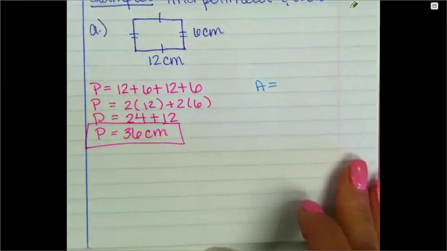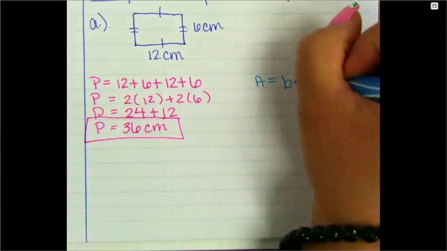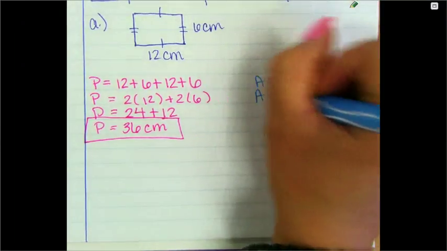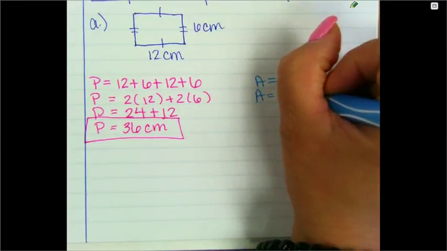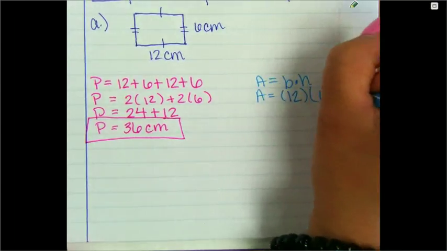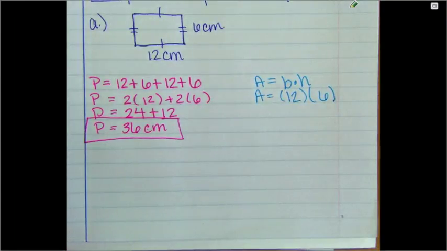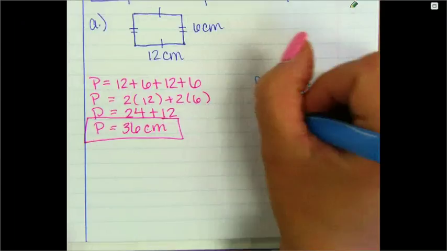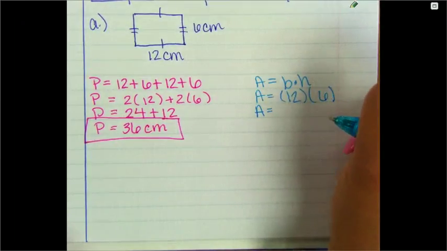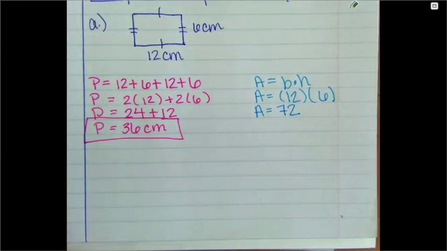Area equals, what's the formula for area? Base times height. What is your base? Base is the bottom. 12. What's your height? 6. Well, that's 12 times 6. 72. 72 what? Centimeters. No, divided by 2 is not a triangle. Centimeters what?